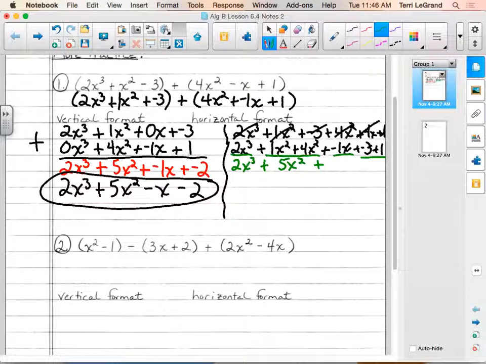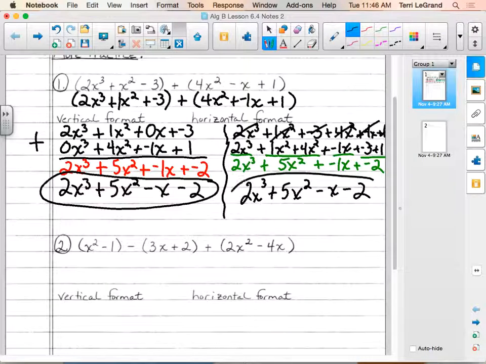We don't have anything to add with our negative 1x. And we end up with the same result we did when we added them vertically. And again, we have an answer that needs to be cleaned up. So we will clean it up, showing it the way it would be in an answer bank.